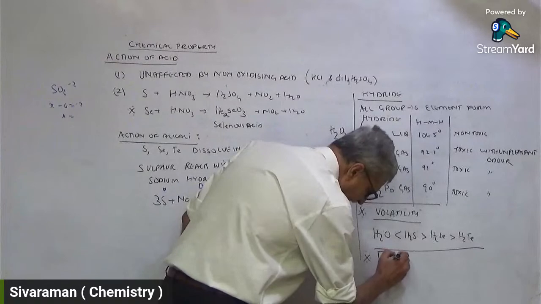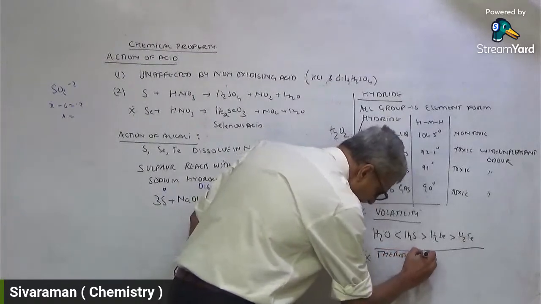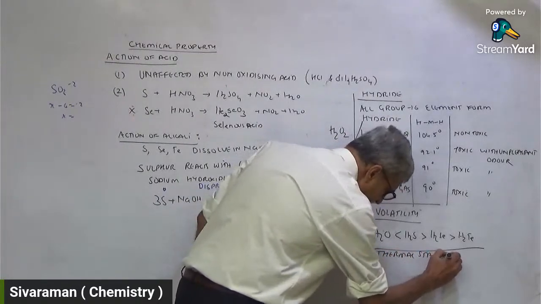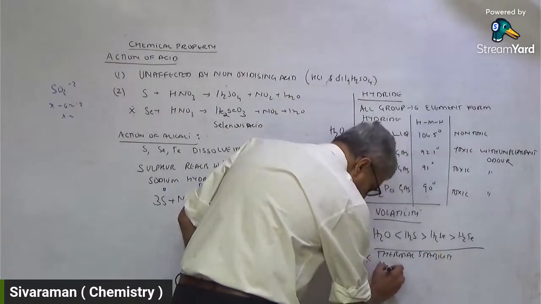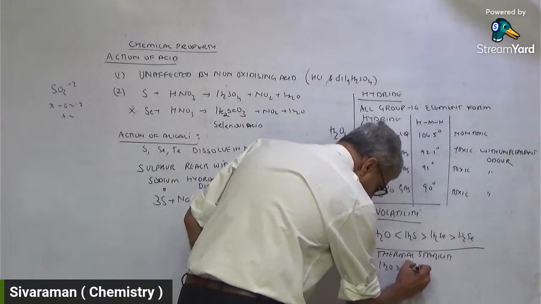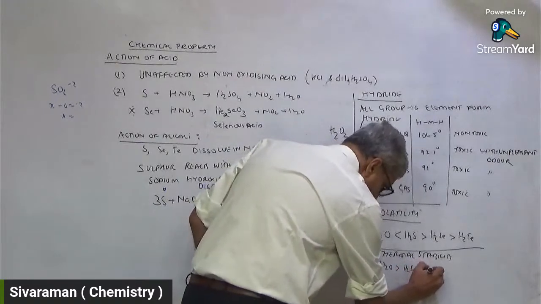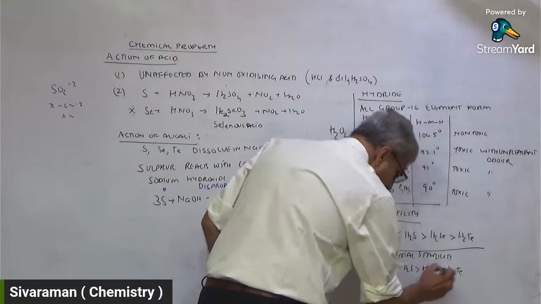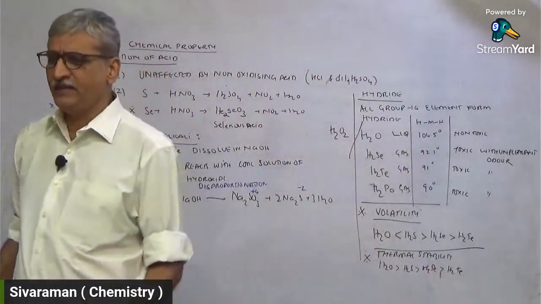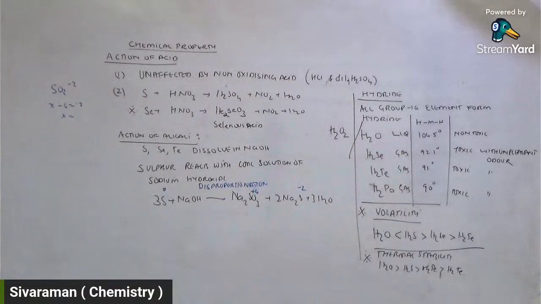Thermal stability. Obviously I told you water is more stable. Water is greater than H2S, greater than H2Se, greater than H2Te. So H2Te will be a good reducing agent. Is this point clear? So that takes care of all the properties. Please take it down.